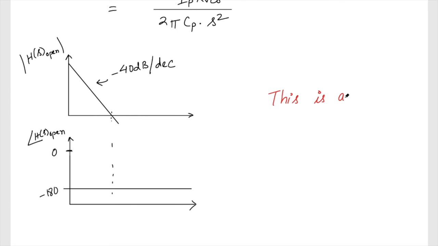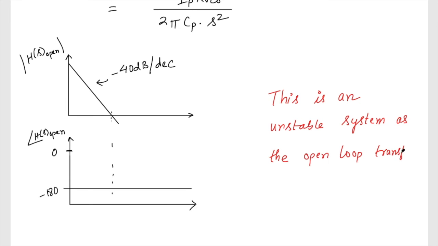This is an unstable system as the open loop transfer function has two poles in the origin.